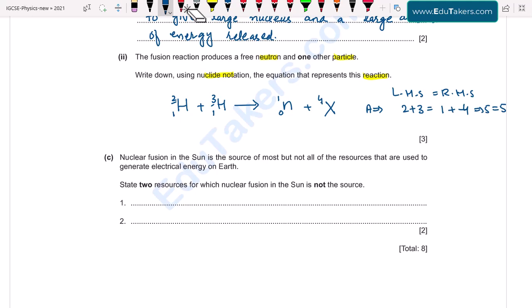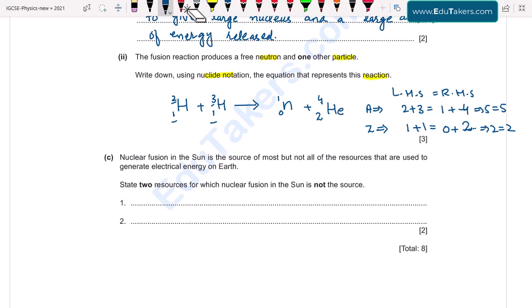Now I check the atomic number, represented by Z. The atomic numbers of these are 1 and 1. So 1 plus 1 will be equal to, neutron has atomic number 0, plus what do I add here to make both sides equal? I add 2 and it becomes 2 is equal to 2. So the atomic number and atomic mass of this unknown particle have been determined, and now we have to guess the name of this particle. Helium is the particle whose atomic number is 2 and mass number is 4. So this X must be replaced by He, the symbol of helium. I write here He. So this is the balanced equation.